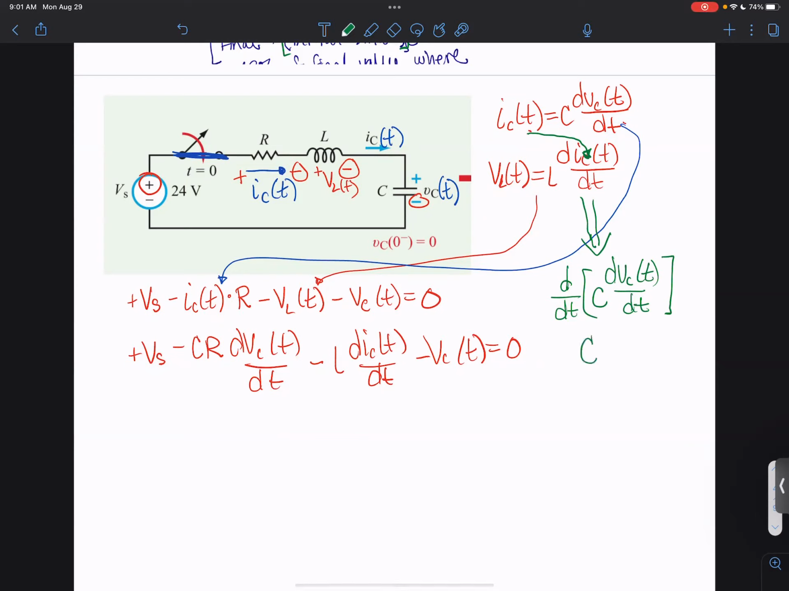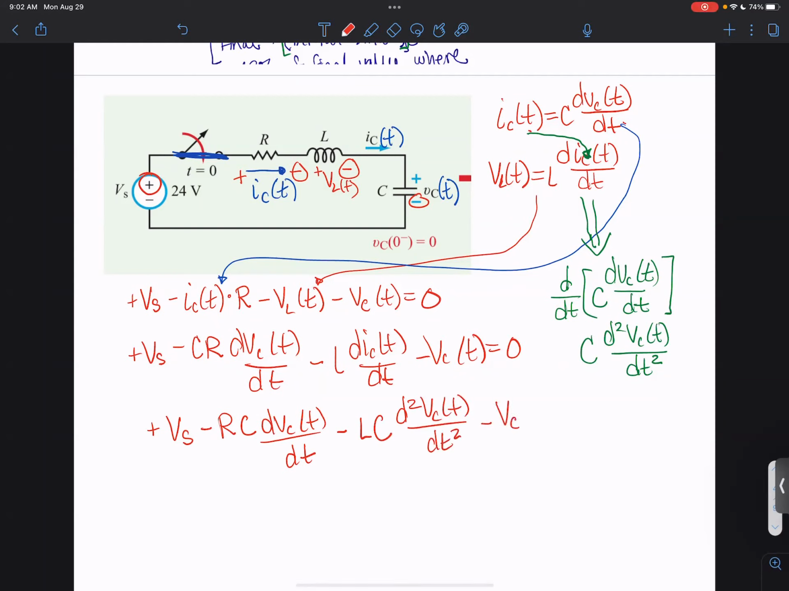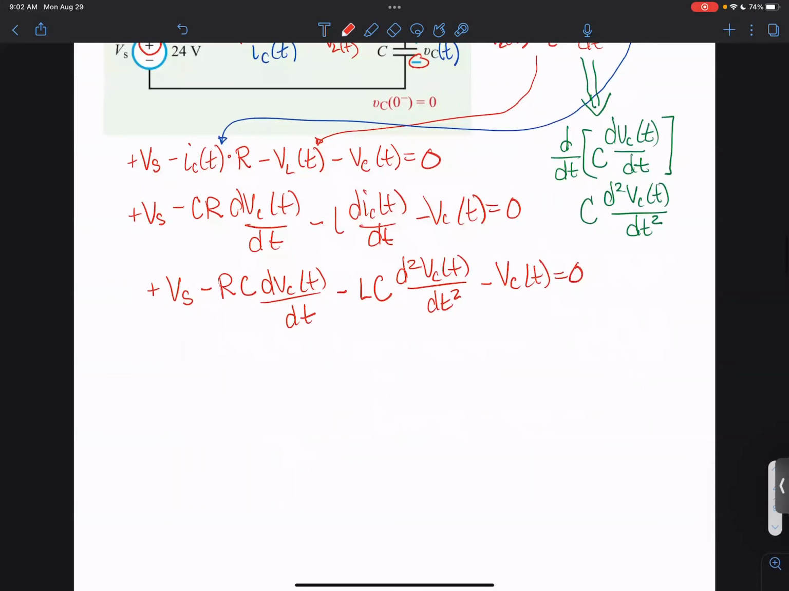So this becomes C d squared VC of t over dt squared. And so my equation becomes plus Vs minus RC dVC/dt minus LC d squared VC of t over dt squared minus VC of t. I can rearrange this with the second order term first, divide everything by LC, and take all of the negatives over to the positive side. And remember, this is a constant.